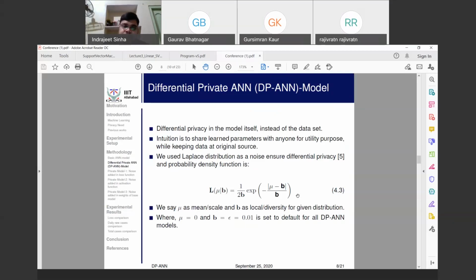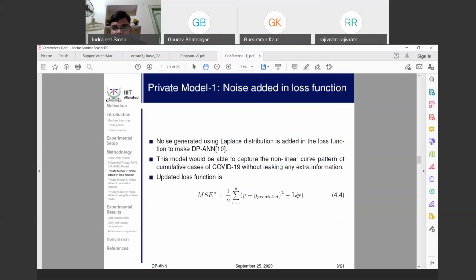Further, noise generated using the Laplace distribution is added in the loss function. As I said earlier, this is our first model, and it is able to capture the non-linear curve pattern of cumulative cases of COVID-19 without leaking any extra information. Here, what we did was add a noise value to the mean squared error function at every point of evaluation. So our model becomes differentially private.